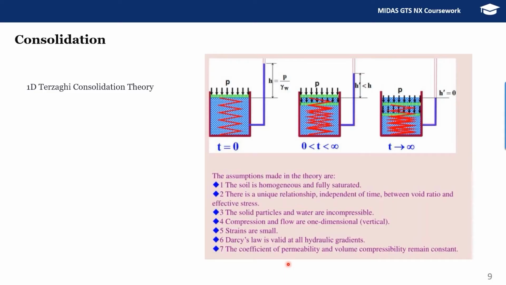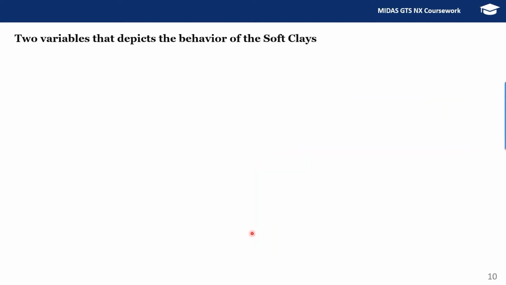We have a relationship between the void ratio and the permeability, which you can consider in the analysis. So let's go ahead. Two important variables depict the behavior of soft clays. In order to study the behavior of the soil, two important parameters have to be analyzed: one is settlement and the other is excess pore water pressure.